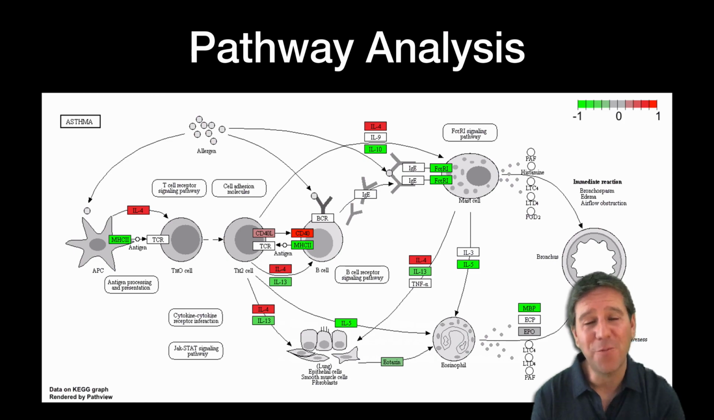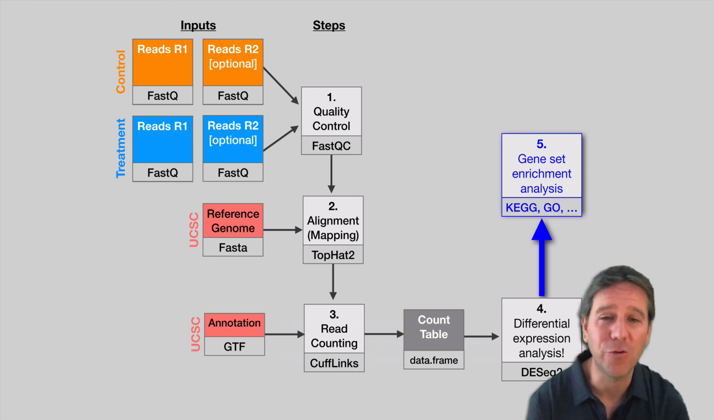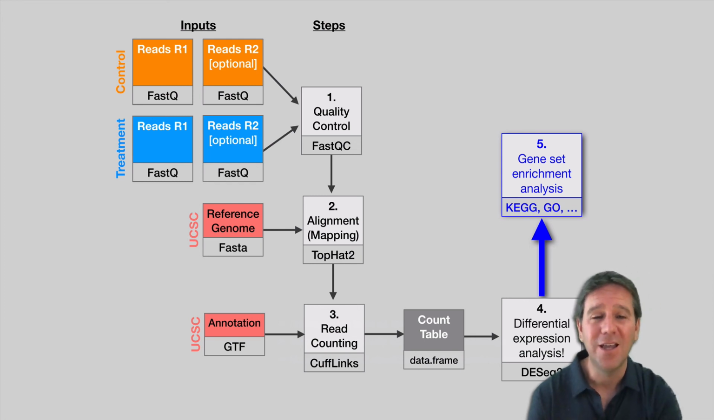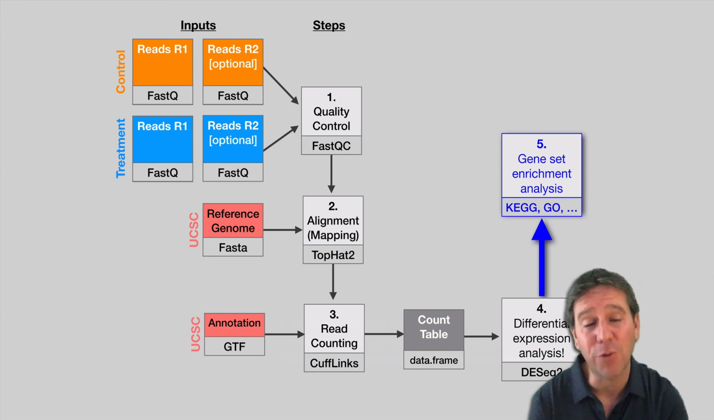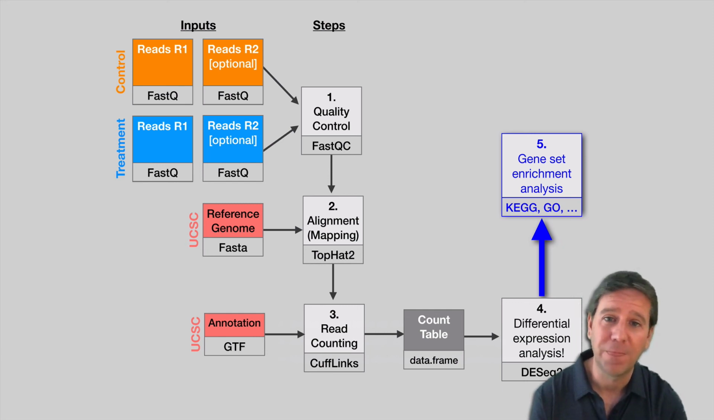So for now, I'm going to finish this video here and summarize our complete workflow to date as shown here. We go from raw reads at the top through quality control in step 1, through mapping in step 2, and counting in step 3, down into differential expression analysis in step 4, and then gene set enrichment analysis to finish off with. So that's all I wanted to cover for this video.